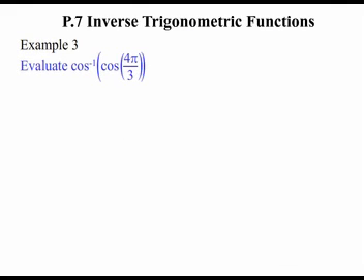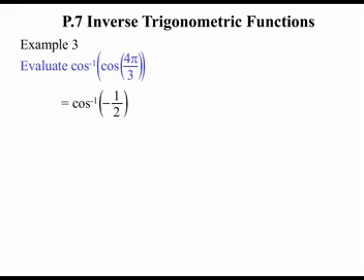So we're going to evaluate the cos inverse of cos of 4 pi over 3. Well, first of all, we can evaluate cos of 4 pi over 3. That's a reference angle of pi over 3 in the third quadrant, and cos is negative in the third quadrant, and cos of pi over 3 is 1/2. So what we have here is cos inverse of negative 1/2.